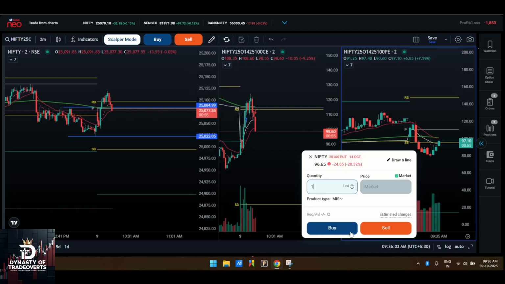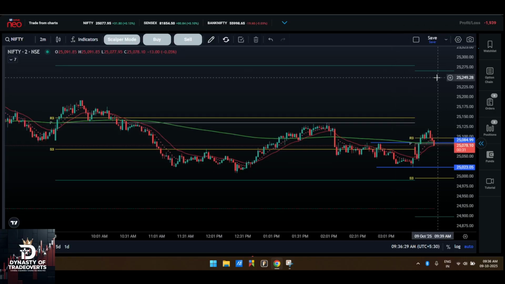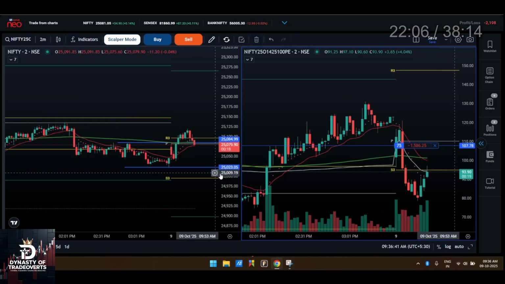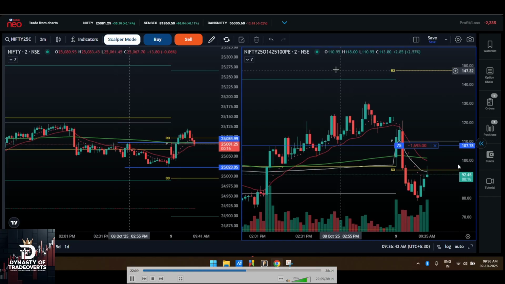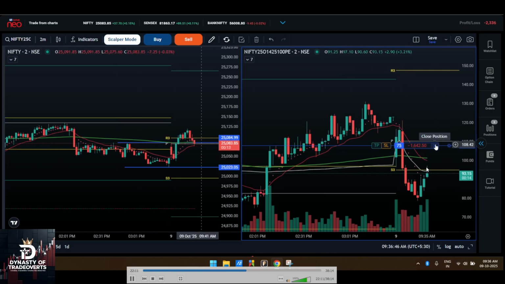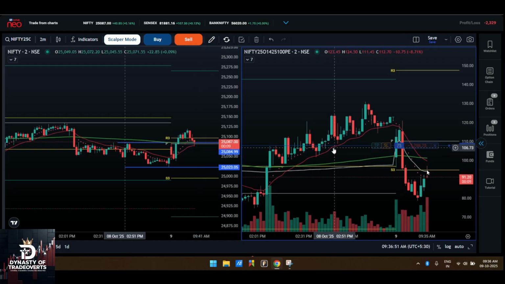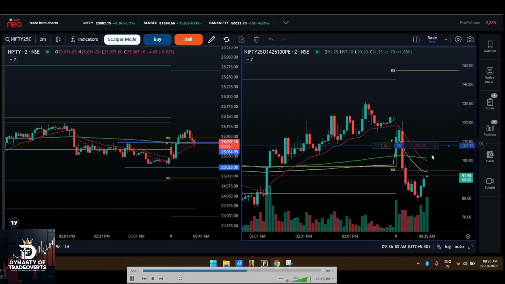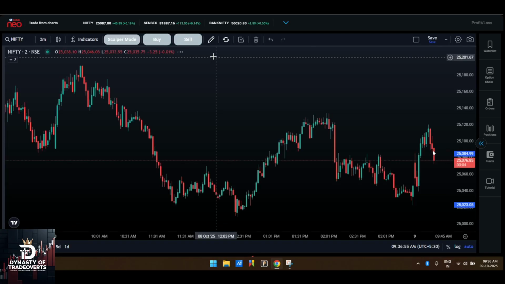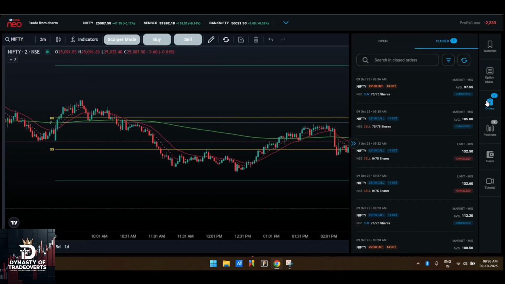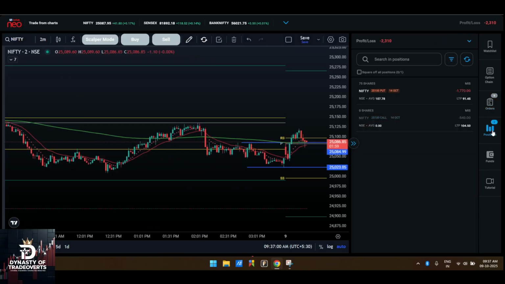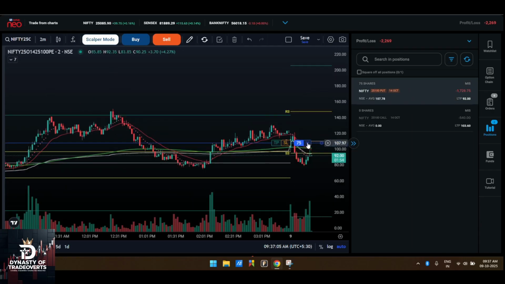Immediately I'm taking a put trade. I have taken that put trade when it was hitting the resistance. I did not even wait for the confirmation. Okay, again I am facing the same issue. I'm not able to close the trade. I'm trying frantically to close the trade.